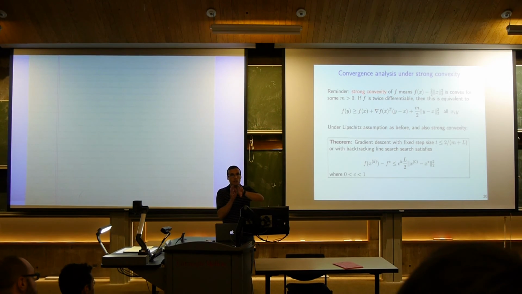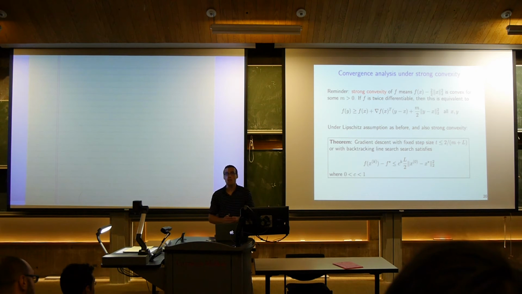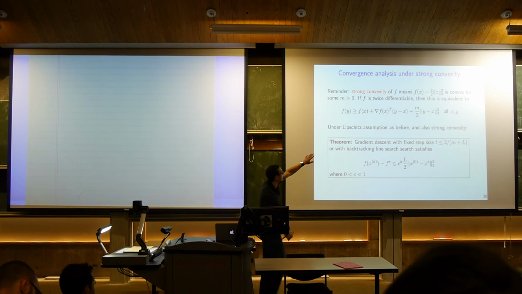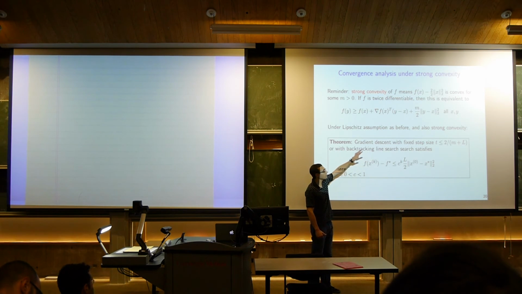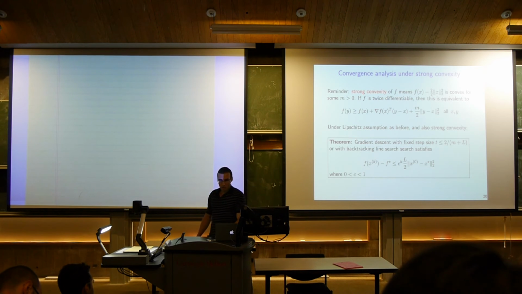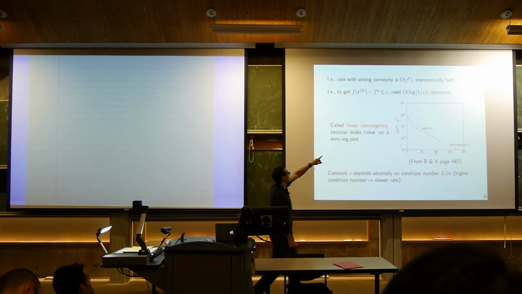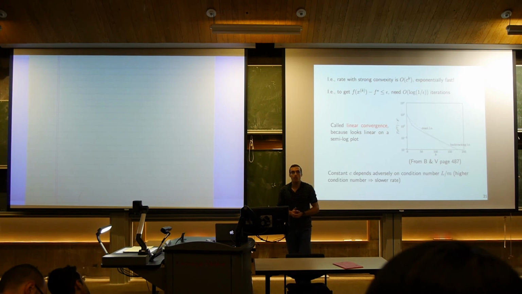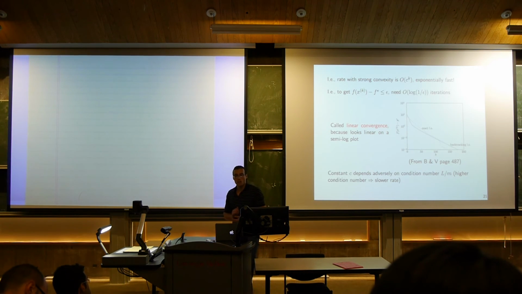So we can, in a sense, control how curved the function is around its minimum. If our function is lower bounded by a quadratic everywhere, then around its minimum it's going to be quite curved. These two conditions together give us a much stronger convergence rate than what we had before. The conclusion is that under strong convexity, the convergence rate is on the order of log of 1 over epsilon iterations. So much, much faster than on the order of 1 over epsilon.